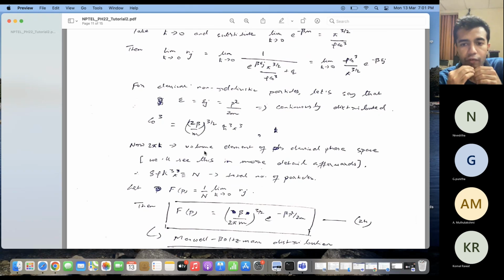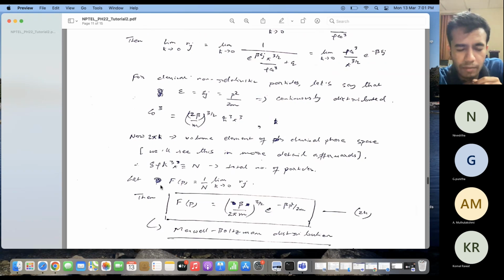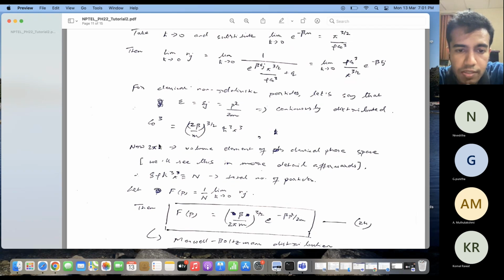Now I define the volume element of my classical phase space as 2 pi h cut. Now this is a concept which I will be talking about later, but bear with me for some time so that you can get an expression for the distribution function in the classical limit. So if I consider 2 pi h cut to be the volume element of classical phase space, that is the volume element associated with the phase point, and if I multiply this by the number density, then the volume element multiplied by the number density would actually give me the total number of particles.